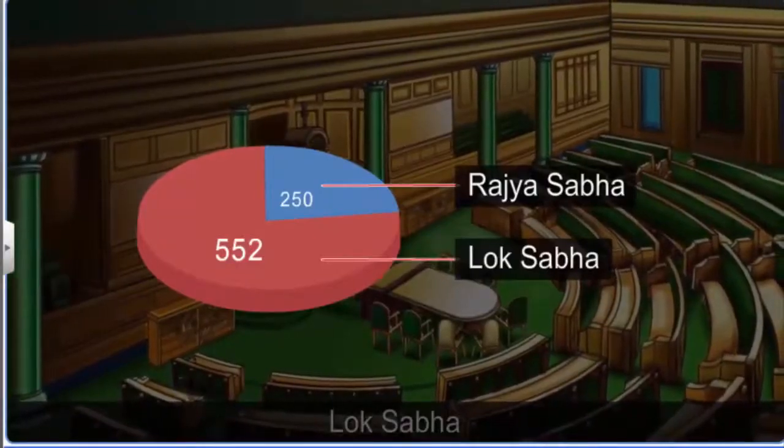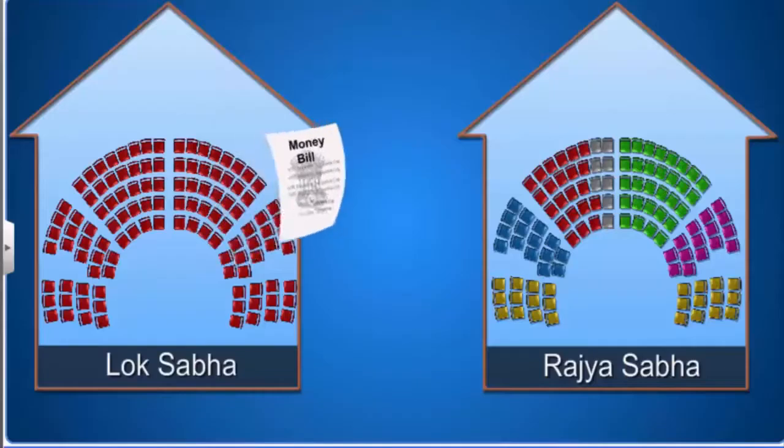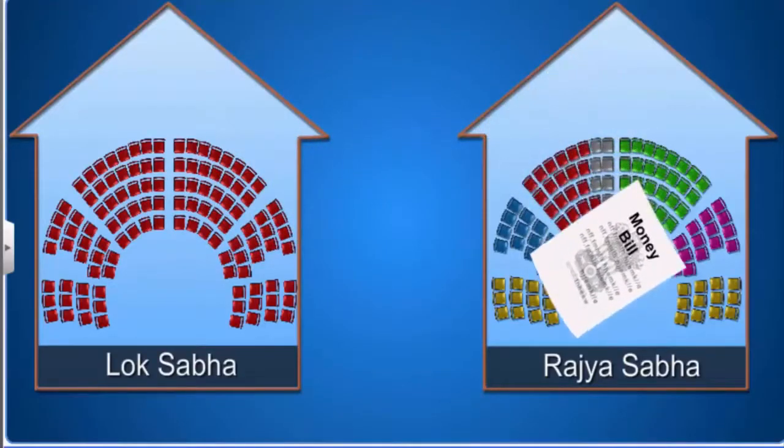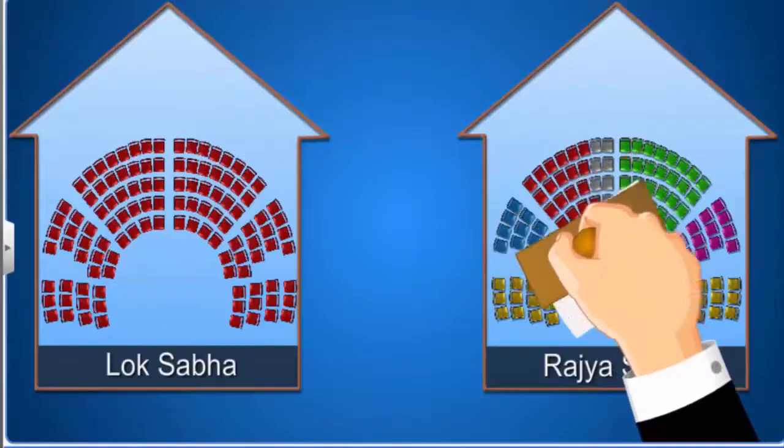Once the Lok Sabha passes the budget or a law related to money, the Rajya Sabha cannot reject it. The Rajya Sabha can just delay it by 14 days or suggest changes.